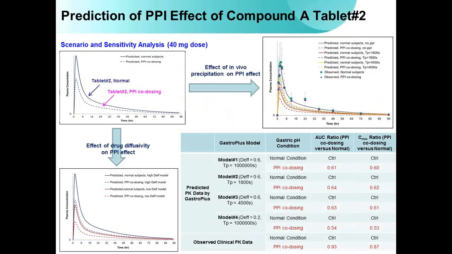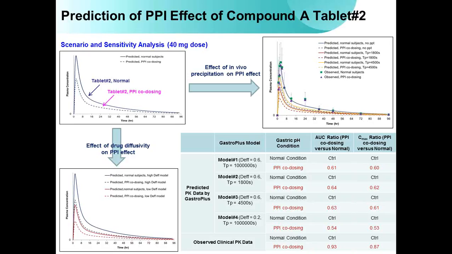So what we also do within our group is oftentimes we challenge our model with sensitivity and scenario analysis. In this case, since this is a weak basic compound, even though we can use various in vitro tools, it is still usually challenging to accurately predict the in vivo precipitation of the compound. So what we do is to look at the sensitivity of the in vivo precipitation on the prediction of the achlorhydric effect, which would be a ratio here, on the top right side of the slide.